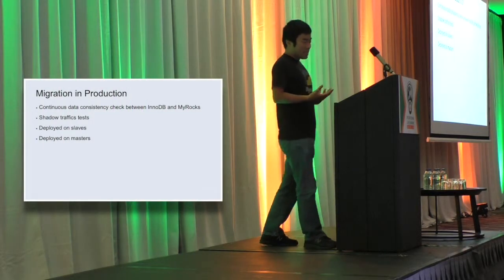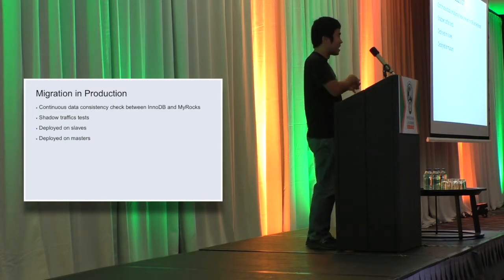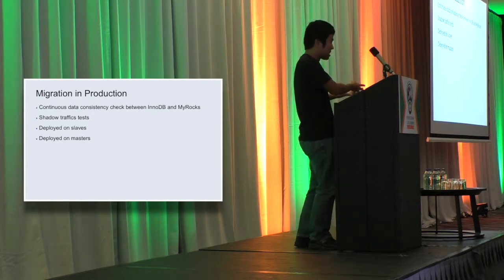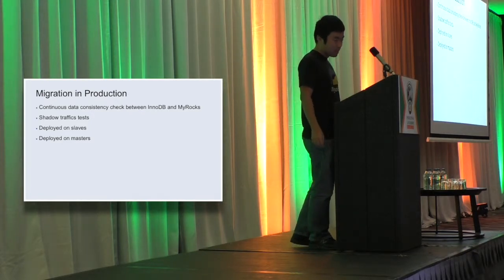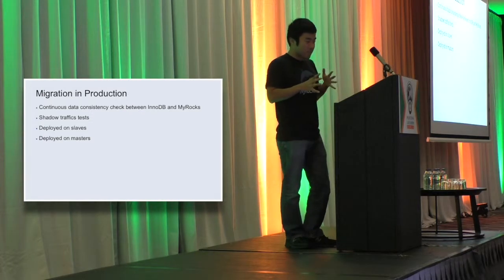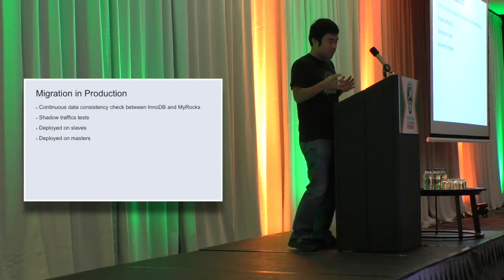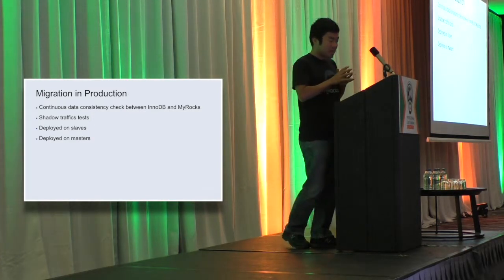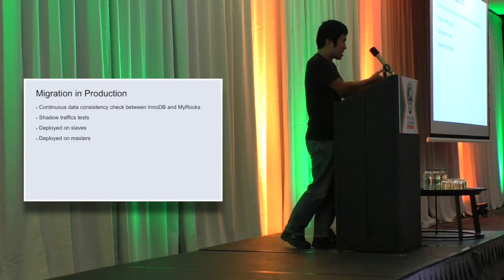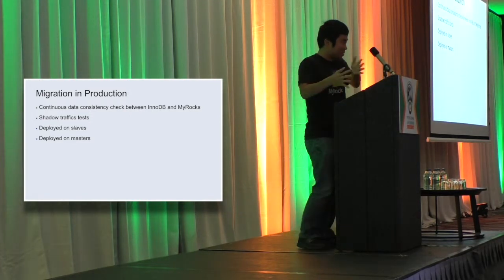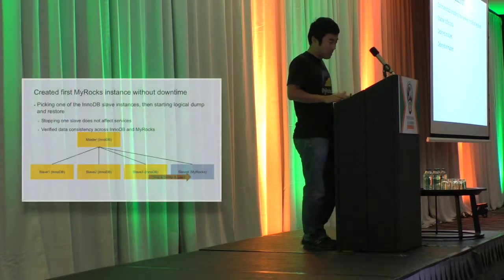We started the MyRocks project about 3 years ago, and we added many features to deploy in production at Facebook. We started the migration project in late last year. We created a lot of features and automations to make migration easier, like continuous data consistency checks between InnoDB and MyRocks, and shadow capture of query traffic by audit plugins, then sending the requests to MyRocks or InnoDB databases to see if latency or errors regressed or not. And we deployed on slaves and then on masters.